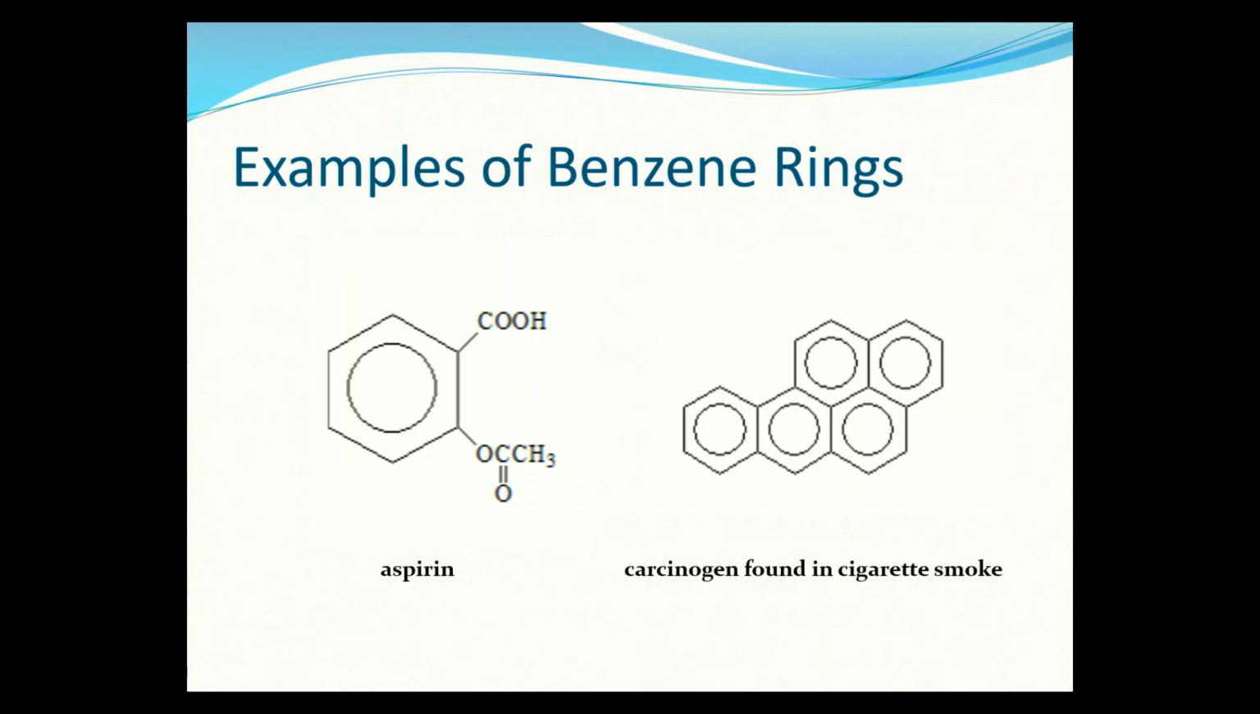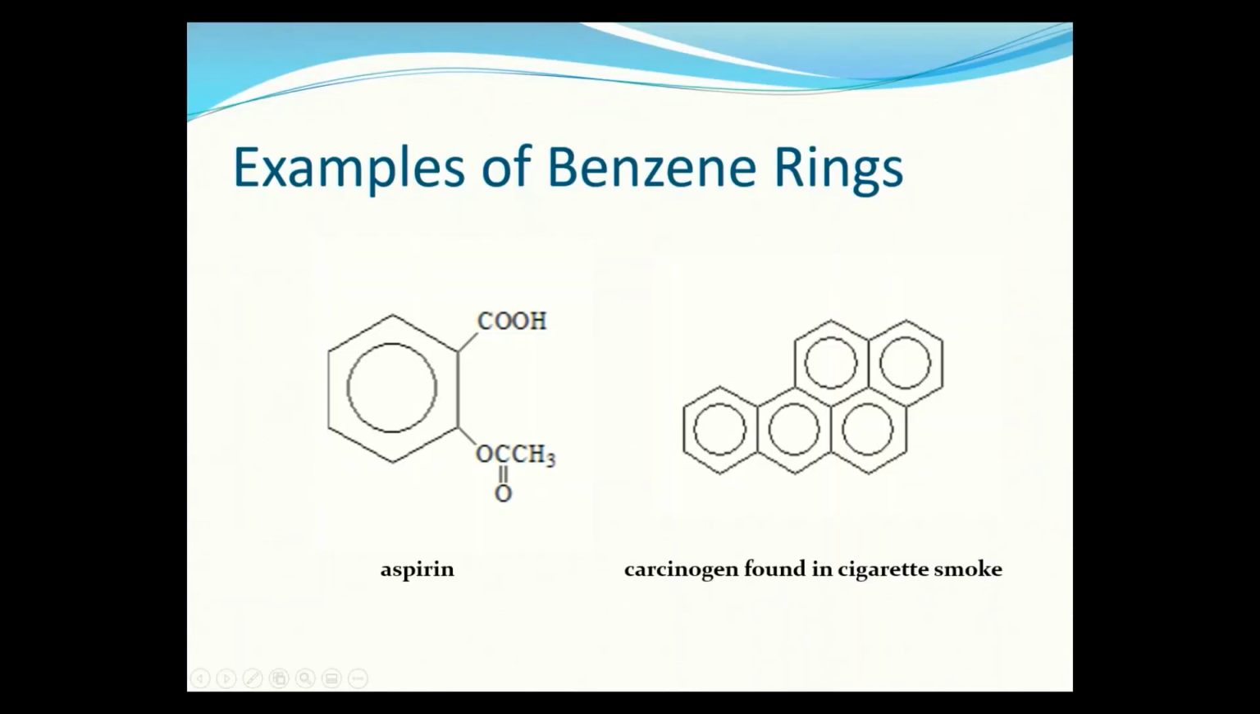Okay, so common things you see benzene in: aspirin, carcinogens found in cigarette smoke. That's good enough. I know there's some extra stuff in the notes, but you don't need to know that. That was just extra information, so we're just keeping it small right now. So examples are aspirin and carcinogens, which are cancer-causing substances in cigarette smoke.